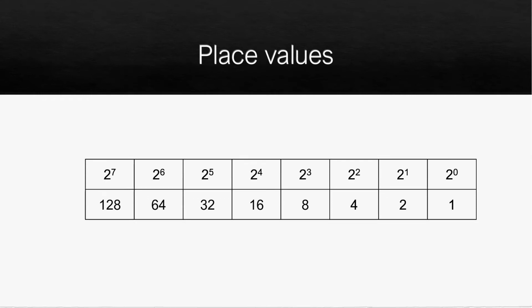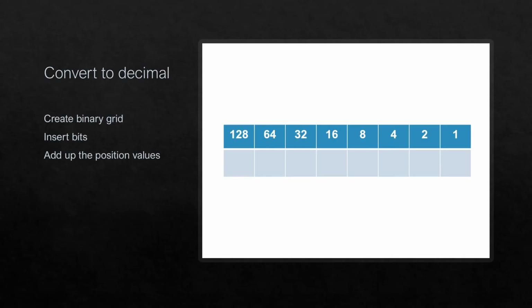So there are the numbers: 1, 2, 4, 8, 16, 32, 64 and 128. Those are the position values of a byte. So if we need to convert a binary number to decimal, we create this grid. You don't have to memorize them, just start the position values. Just start at 1 on the right and double them as you go across the screen.